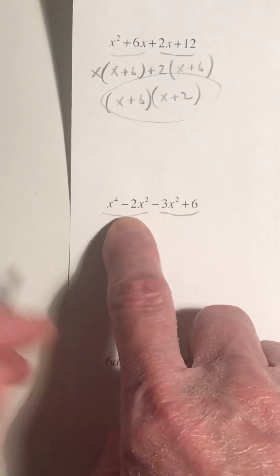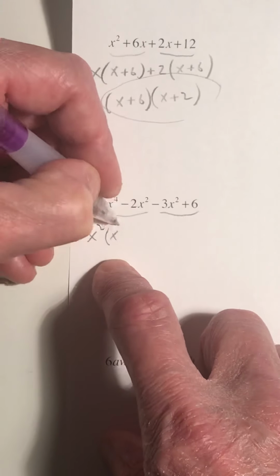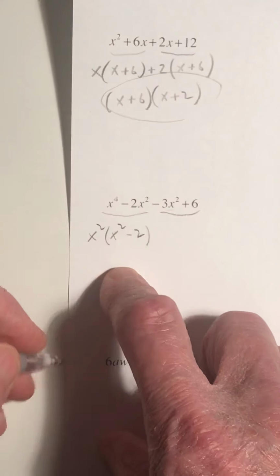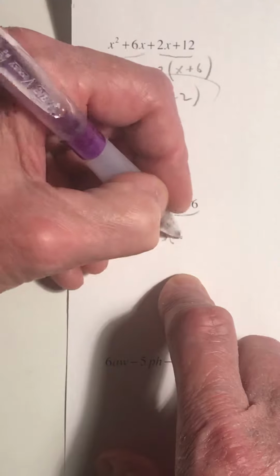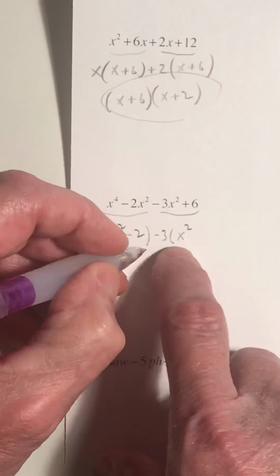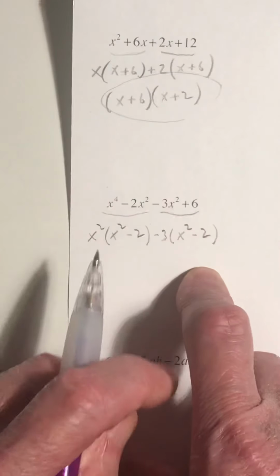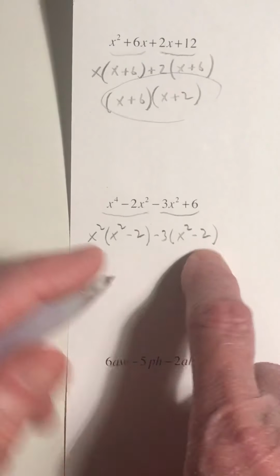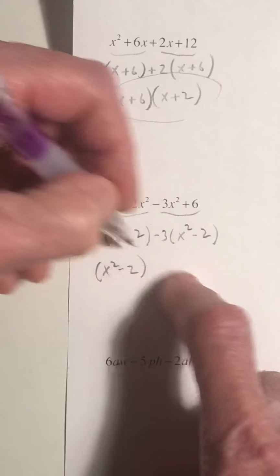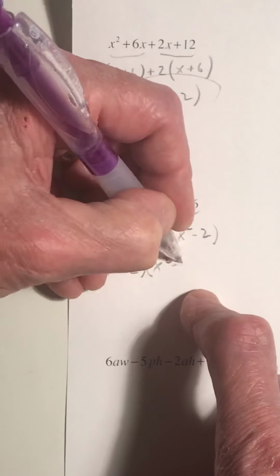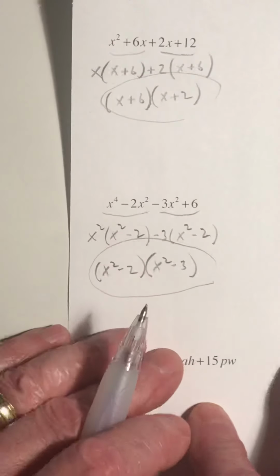What do we have here? X squared could come out. X squared times x squared minus 2. And I guess a minus 3 there. Minus 3 times x squared. There's the minus 3x squared. To make the plus 6, we need a minus 2. There's the match again. X squared minus 2, x squared minus 3. That's the end of that.